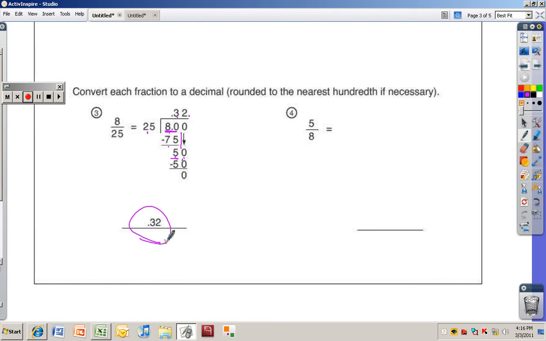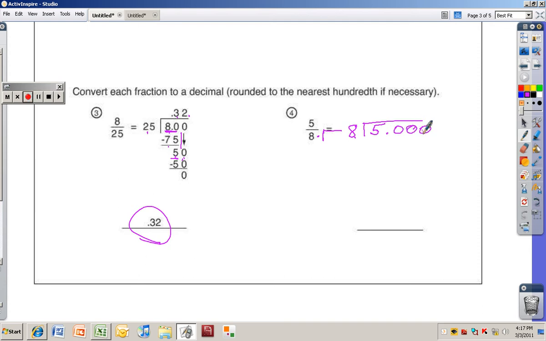All right, let's do number 4 together. So everybody get ready to write on your paper. Studio audience, get ready to help me out. How am I going to make this a division problem? Let me put the little bracket right there. What number goes right out here? 8. The 8 goes out here, remember, because the bottom number goes outside the bracket. And then what goes in here? 5.